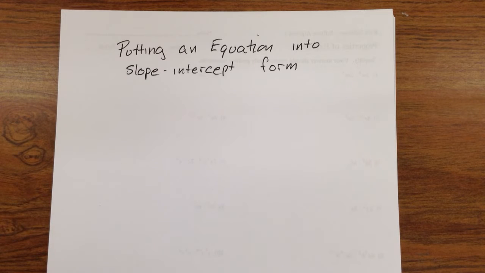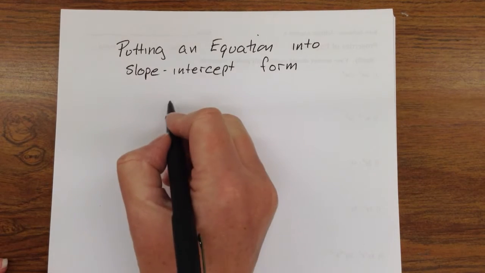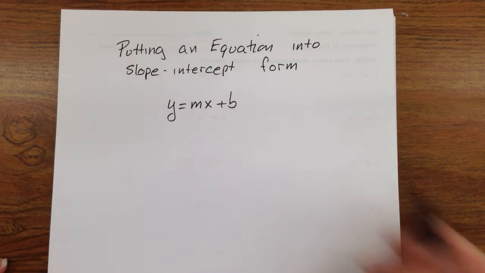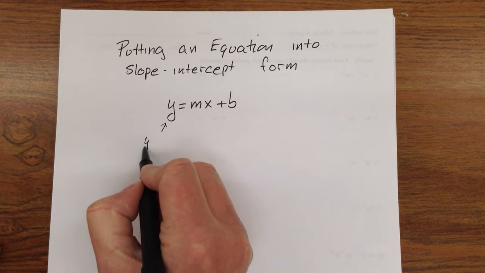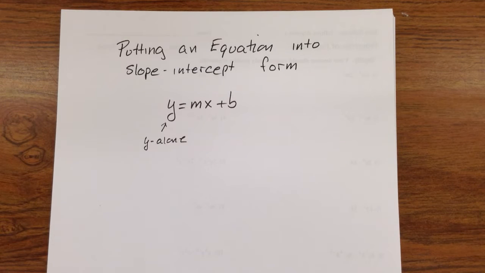It is another fine day for mathematics, and we are going to be putting an equation into slope-intercept form. It might be helpful if we remember what slope-intercept form is. You know it as y equals mx plus b. I'd like you to notice something here. The y is alone. Putting an equation into slope-intercept form, our goal is to get the y all by itself, alone, so that the other side of the equation is our slope-intercept form.